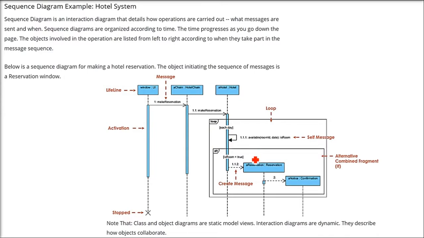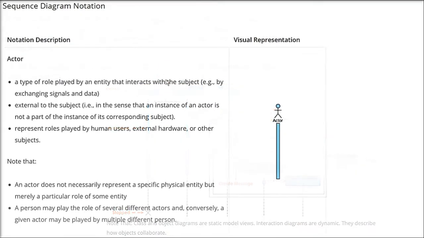These interaction diagrams are dynamic. Class and object diagrams are not dynamic; they are static model views. But interaction diagrams describe how the objects are collaborating. We sometimes show the actors also, which are external to the system. Now let us come to the notation.